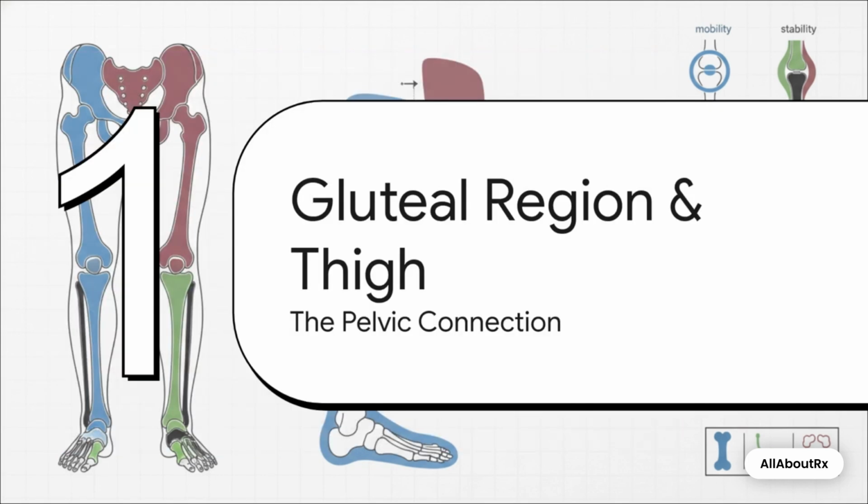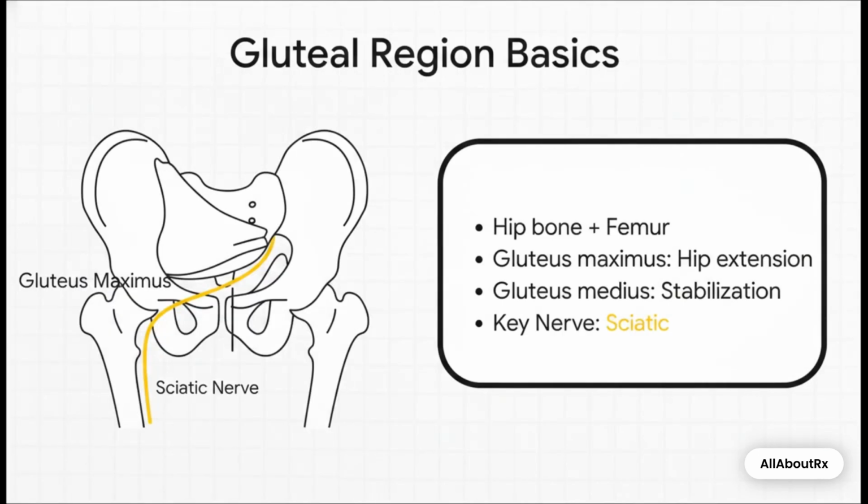Section 2. Gluteal region and thigh. The pelvic connection. All right. Connecting the lower limb to the pelvis, we have the gluteal region. The primary skeletal structures here are the hip bone and the femur. Muscle-wise, you've got the heavy lifter, the gluteus maximus, which completely drives hip extension. Then the gluteus medius and minimus step in for stabilization and abduction when you're walking.